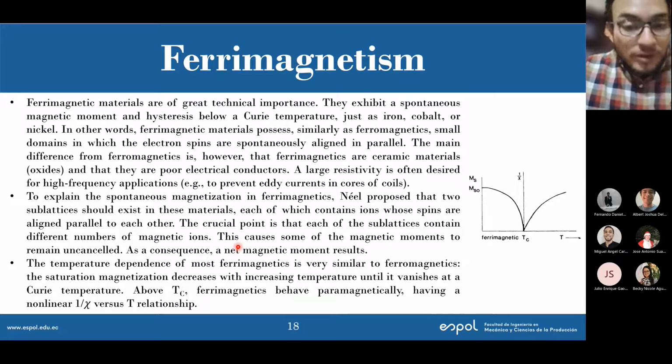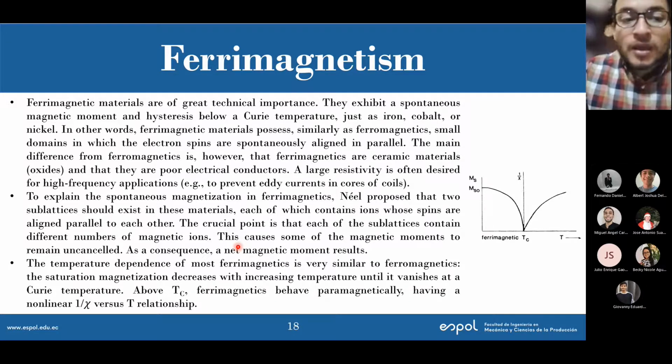Let's go with one of the important and very practical types of magnetism that is widely used in different applications, and that is ferrimagnetism. And I want to make sure you guys are not confused with ferro and ferrimagnetism. They're different, okay? Ferrimagnetic materials are, among all magnetic materials, I would say the most technically important materials. So they are the ones that are mostly used in several applications.